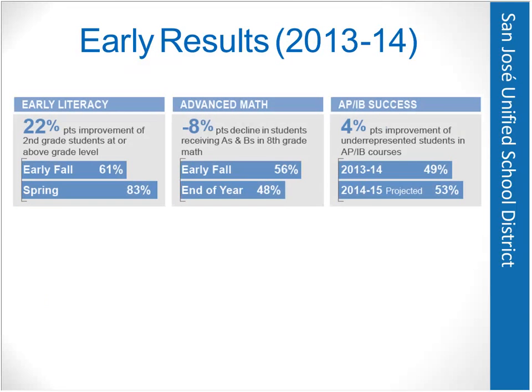These are from last year, and probably the better way to talk about this is kind of what we know has happened so far this year. So you can see that particularly in early literacy and AP and IB, we've made a significant amount of growth, at least at the end of last year. Advanced math, we didn't see as much of a growth in terms of what we expected to see.